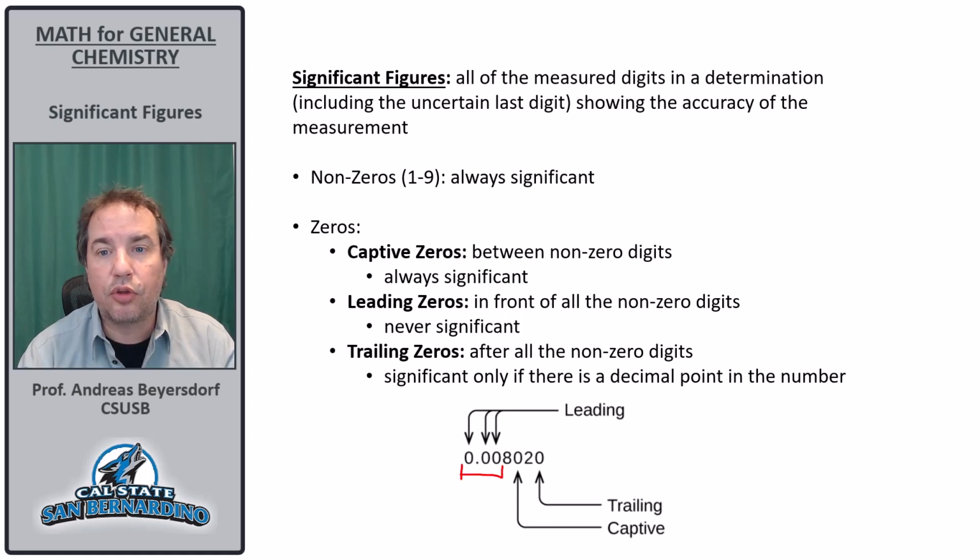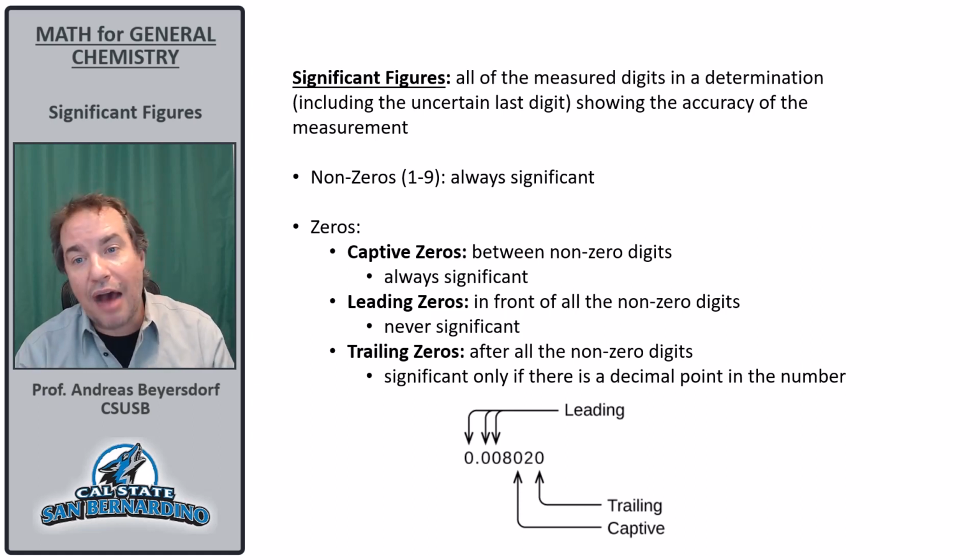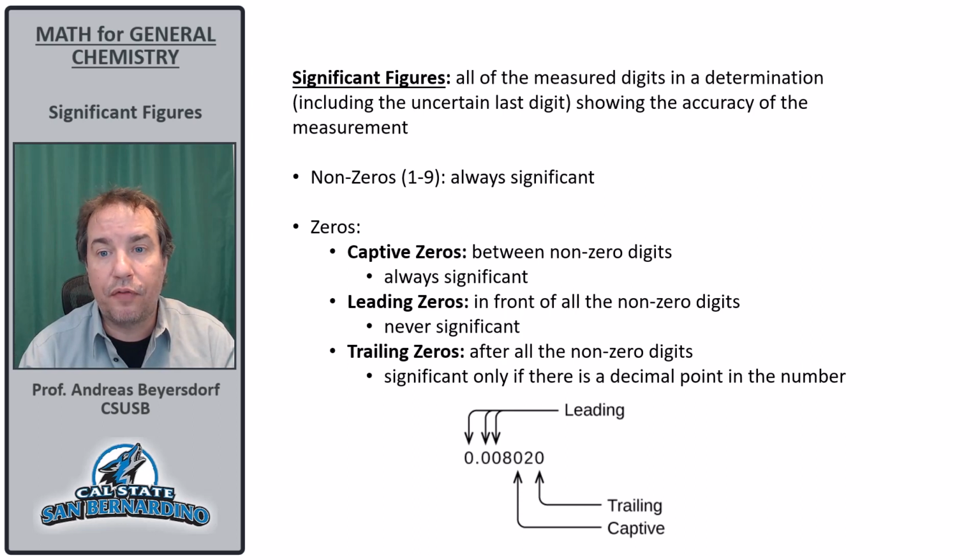We also have what are called leading zeros. Leading zeros, like these 3 right here, these are in front of any non-zeros, right? If there was a 1 here, they wouldn't be leading, but seeing that there is none, these are leading. Leading zeros are never significant. I forgot to mention captive are always significant. The final one are trailing zeros. Trailing zeros are any zeros after all of the non-zero digits. So if this were a 5 here, this 0 here would not be trailing, but without that 5, it's a trailing 0. It's after all of the non-zero.